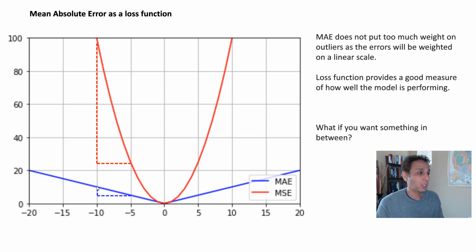With that information, the question I pose here is, what if you want something in between? These are two extremes. This one is too much weight for outliers. This one is not enough weight for outliers. What if I want to give a little bit of weight, something in between these two?